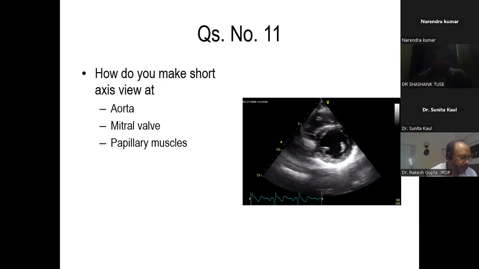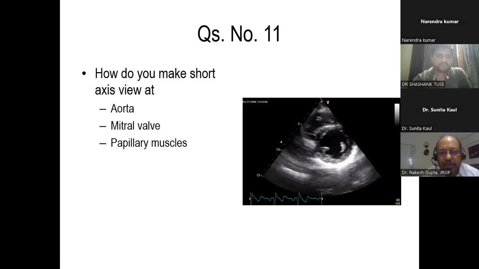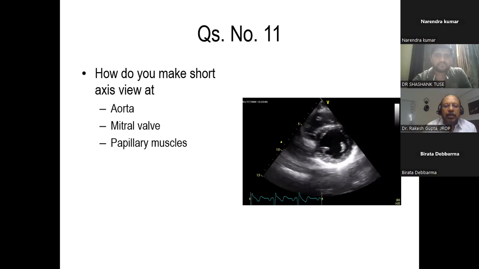Do you know how to make it? Sir, I have to slide or angulate the probe, sir. Okay, I'll ask you a very simple question. How do you make the short axis window from the parasternal long axis window? Plax view to short axis view at aorta?